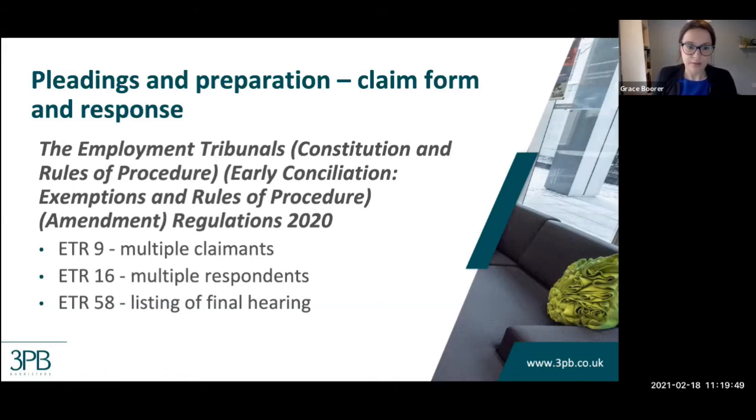It's also useful to remember Rule 58, which has now been amended in regards to listing of the final hearing, and the tribunal now has the option to list a hearing date before it has even received the response form, so long as the final hearing is not earlier than 14 days after the date of the response. So in very simple claims, it is worth bearing in mind that they have the opportunity to have something listed very quickly after the claim and response.